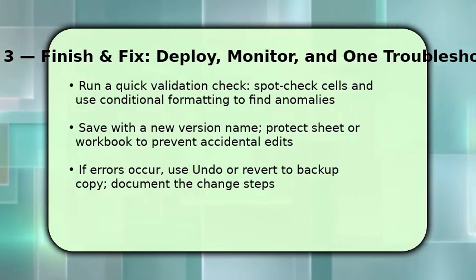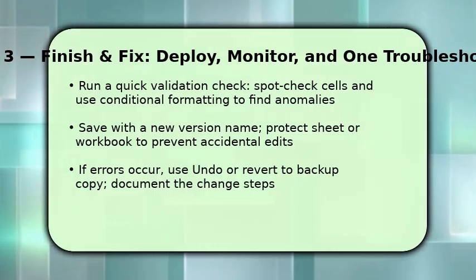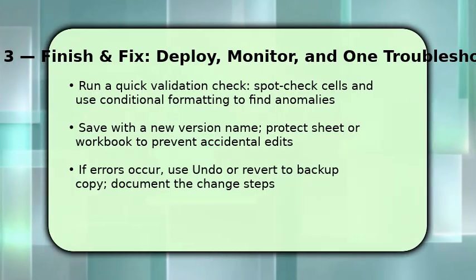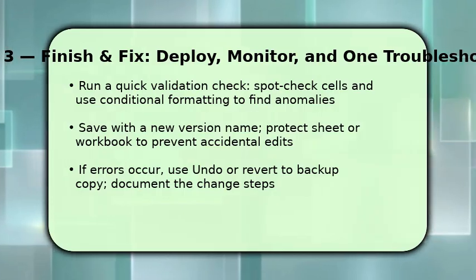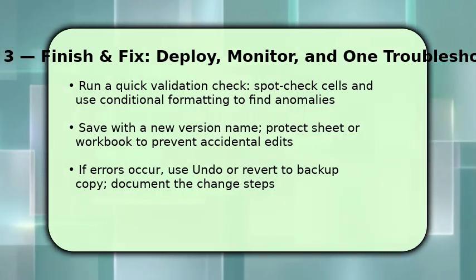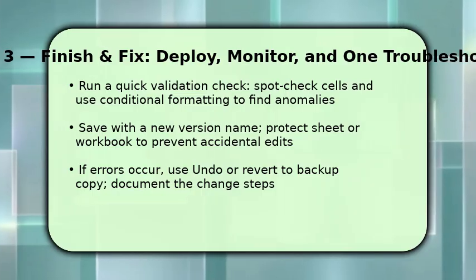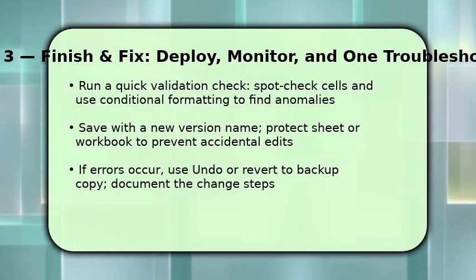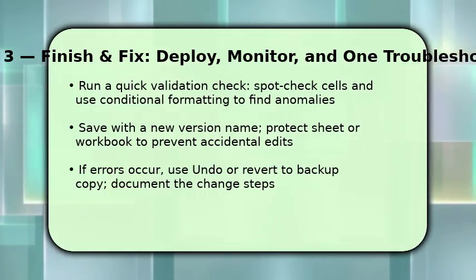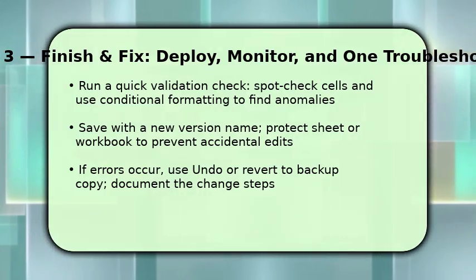Once satisfied, save as a new version so you keep a clear history, then apply Protect Sheet with a simple password if others will access the file. If something looks wrong afterward, revert immediately. Press Undo or reopen the backup copy you made earlier. A key troubleshooting tip: if formulas break, check cell formats and absolute references before redoing changes.